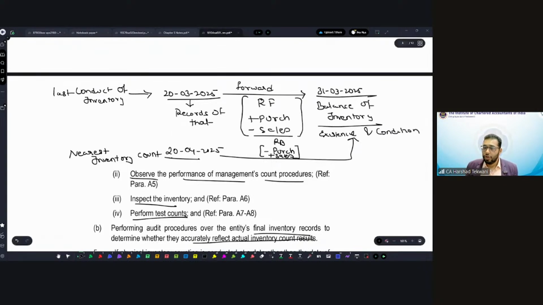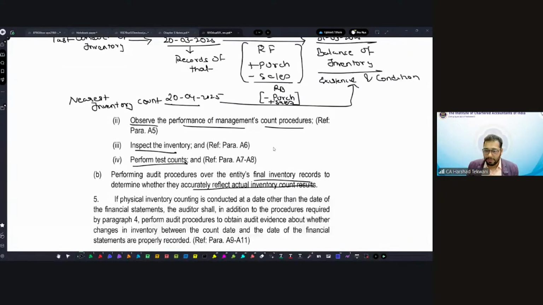Clear with this? If the physical inventory count is conducted on a date other than the date of the financial statements, then you need to perform audit procedures to obtain audit evidence about whether changes in the inventory between the count date and the date of the financial statements are properly recorded or not. Simple. If it is on any other date, do rollback or roll forward procedures, get the inventory on that date and get the comfort.